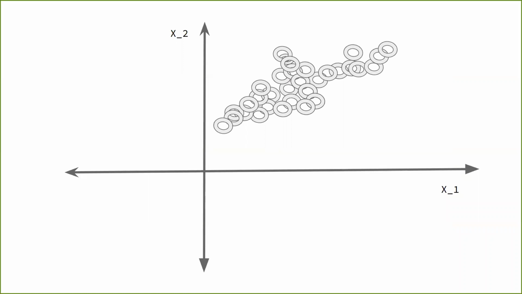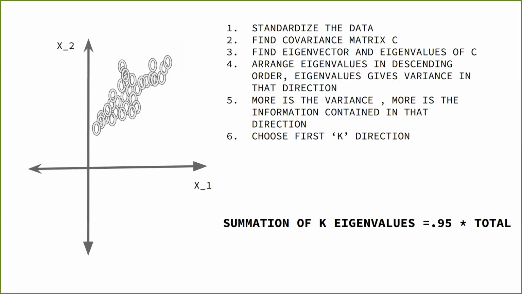First of all, this is the data, and you can see it is not independent. First, standardize the data, then find the covariance matrix C, and find the eigenvectors and eigenvalues of C. Arrange the eigenvalues in descending order, and you know the eigenvalues give the variance in that direction, and the more the variance, the more information is contained in the direction. Choose the first k directions. And how will you choose k? The summation of the k eigenvalues should equal 0.95 times the total summation of the eigenvalues. And 0.95 is a factor which is up to you. You can choose 0.9, 0.8, depending on your choice. 0.95 represents the total percentage of information you retain.